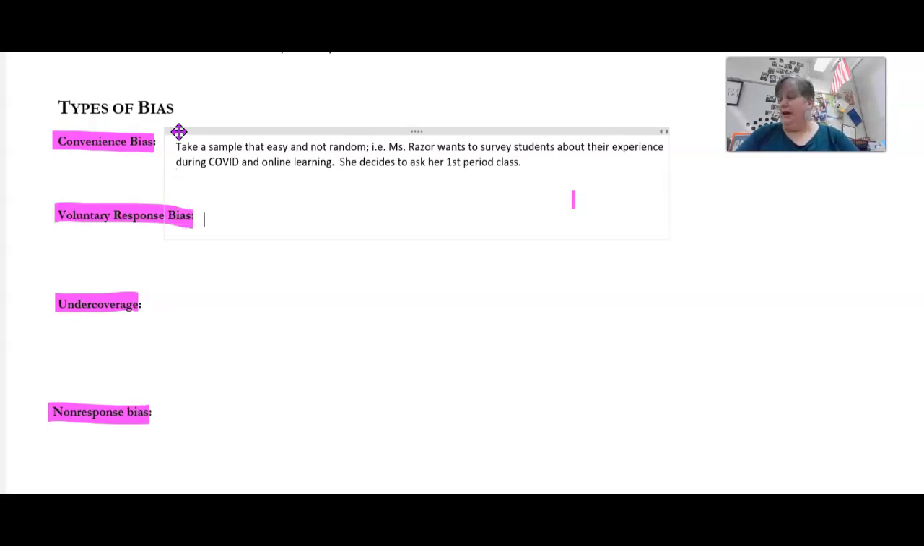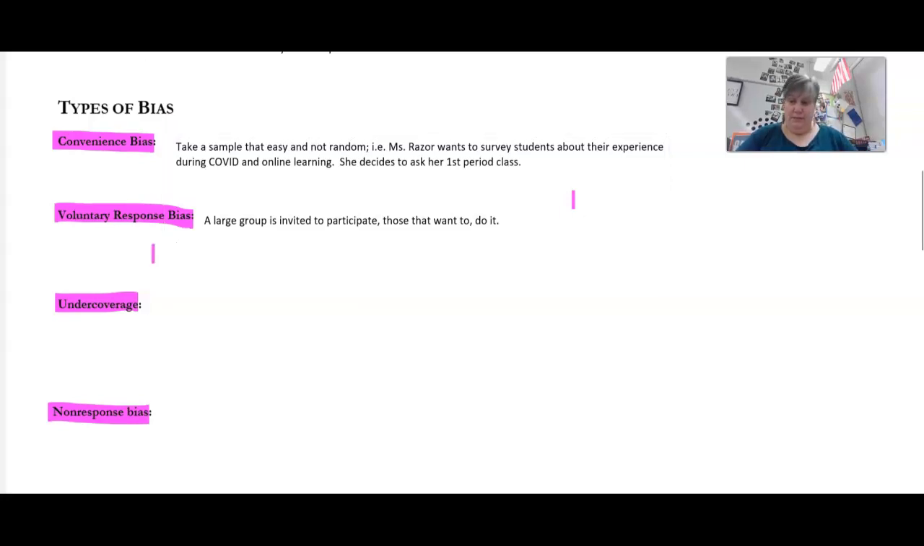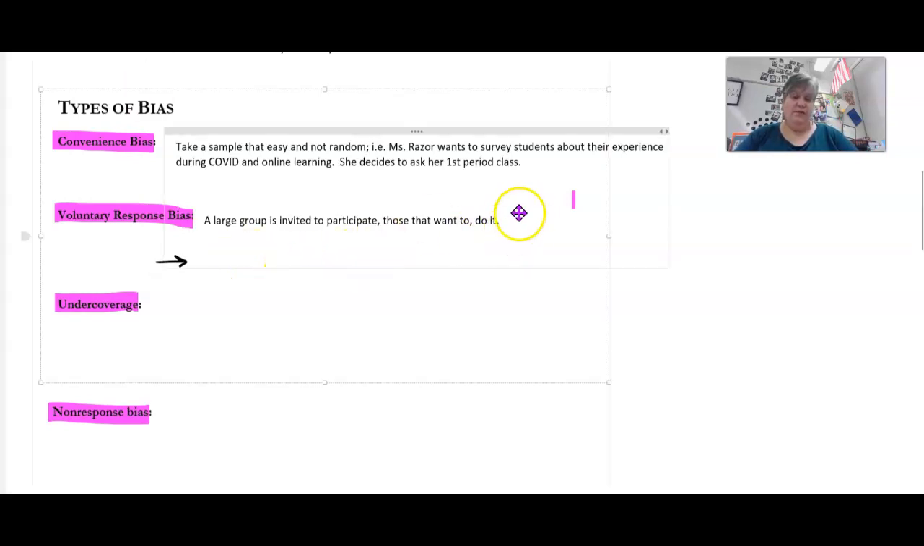Voluntary response bias. This is when a large group is invited to participate, and those that want to do the survey do it. What's wrong with this is that a lot of times people that volunteer to do things do them if they have strong feelings one way or the other.